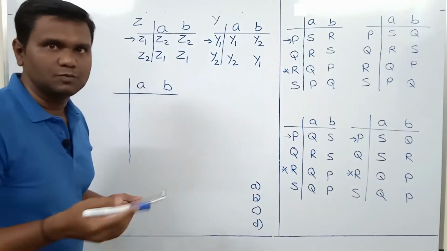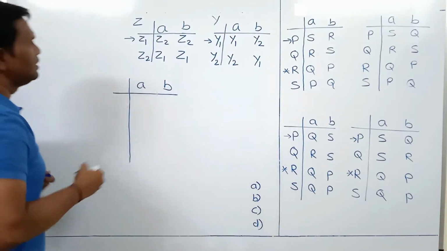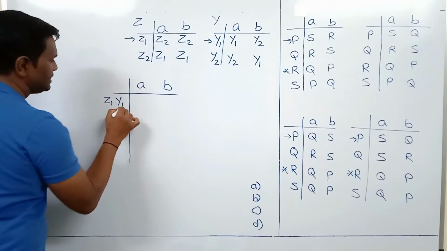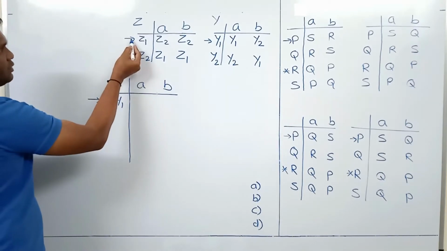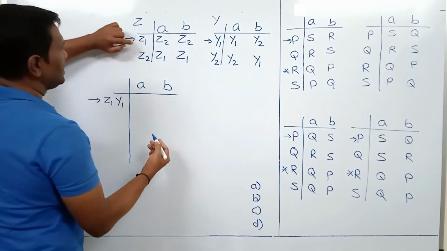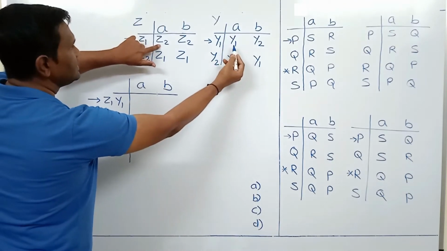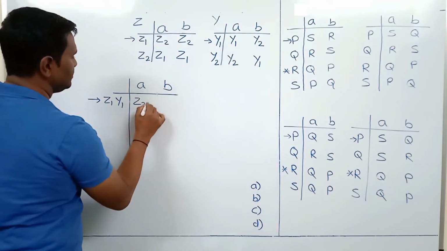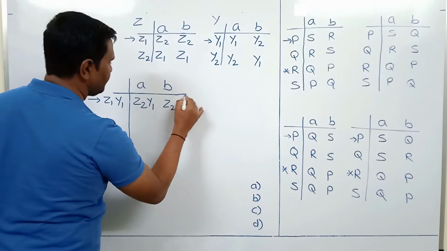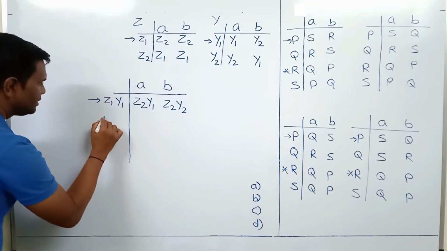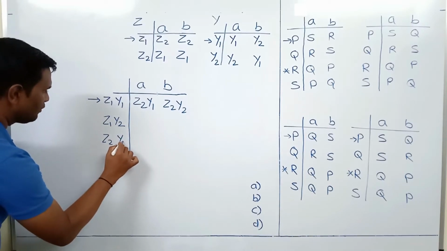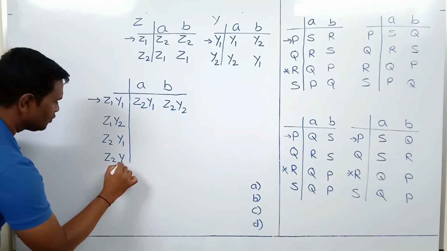Now let's calculate the cross product first. So first state will be z1y1 and this will be initial state. Initial state of z, initial state of y, we get initial state of cross product. So transitions of z1y1, z2y1 and then z2y2. Now the other states will be z1 y2, z2 y1 and then z2 y2.